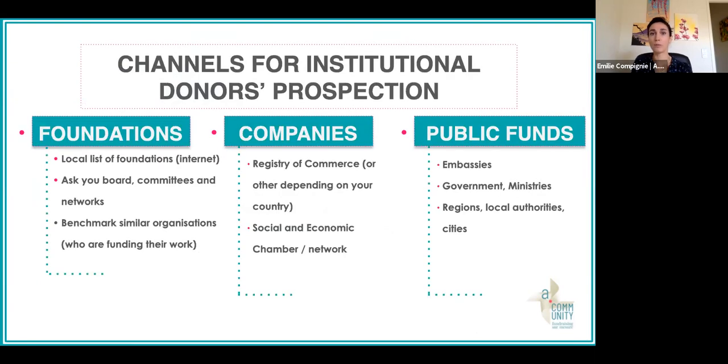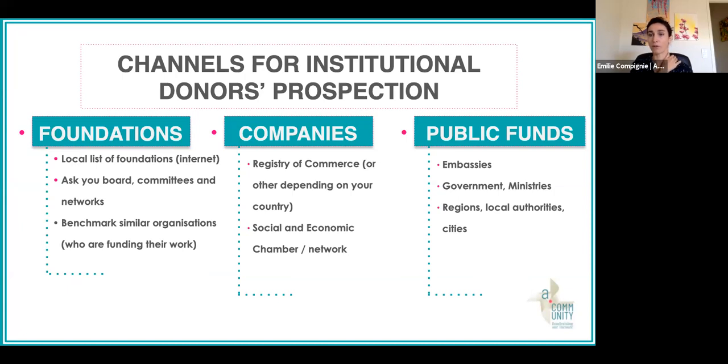When we're talking about channels for institutional donors, of course, you have different targets: foundations, companies, public funds, etc. For foundations, depending on the country where you're located, you may find a local list of foundations on the internet. For example, in Switzerland, we have 2-3 different websites listing foundations with their missions and so on. You can also ask your board, committees and network, and benchmark similar organizations.